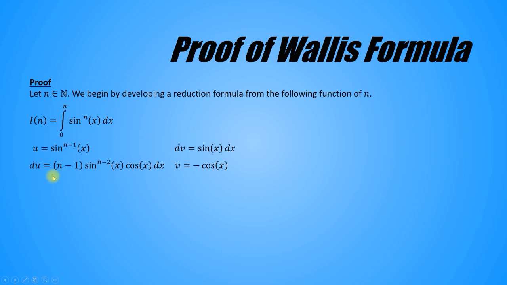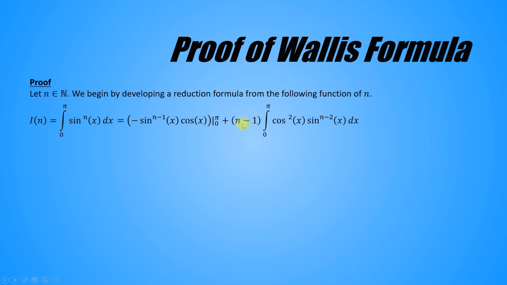We'll integrate by parts. U is the n minus first power of the sine of x, while we strip off 1 power of sine for the dv. The other 2 parts are calculated normally. Next, we plug everything into the integration by parts formula. In the next step, we'll use a Pythagorean identity to replace this cosine squared with 1 minus sine squared, like so. In the next step, we'll distribute sine to the power of n minus 2 of x over these 2 terms, and then separate the terms into 2 integrals, like so.